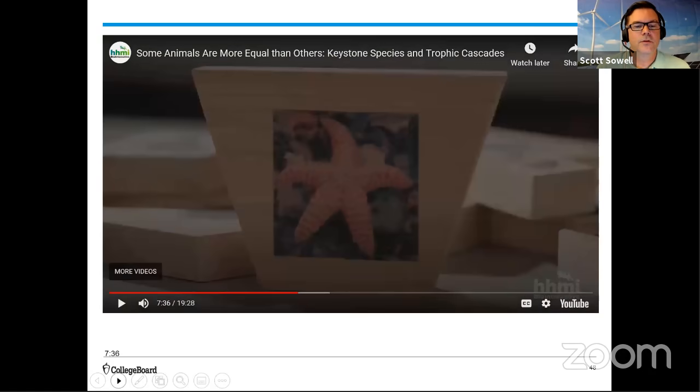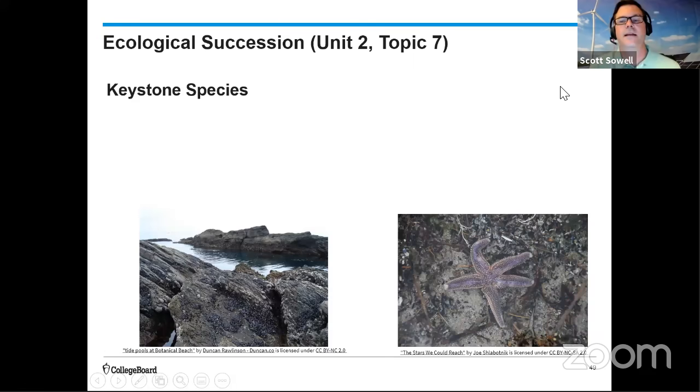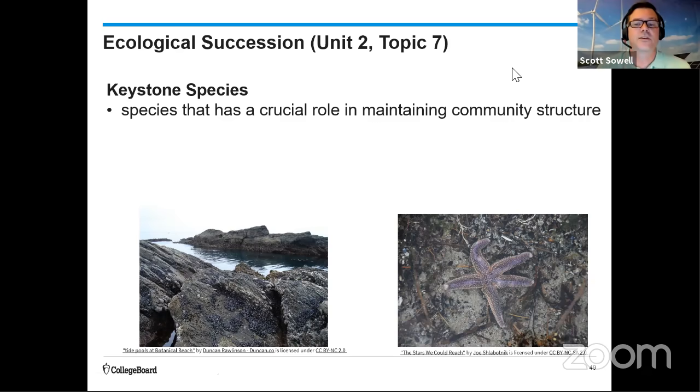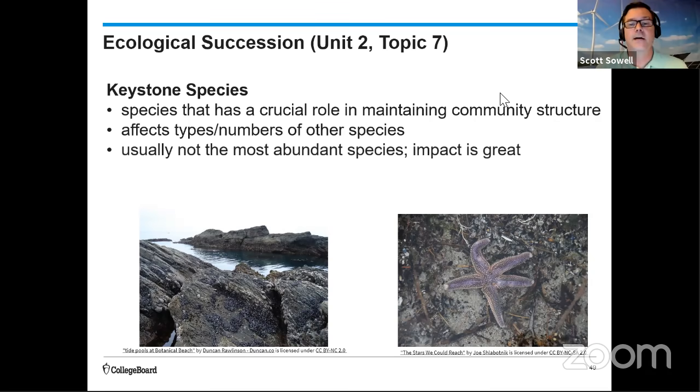So very cool study that he did. So again, Robert Payne's work on keystone species is very, very important in understanding succession. This species has a crucial role in maintaining the community structure. It affects lots of other species in that community, and can really drastically reduce the biodiversity of an area. This is a unique characteristic of a keystone.